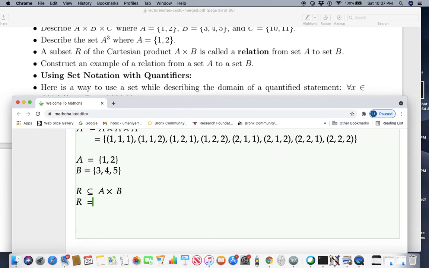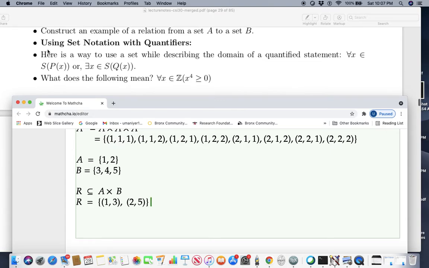All right. So R, we are just going to make up a few things, right? 1, 3. So the first entry should come from A, second entry should come from B, and it does. 2, 5. That's it. I don't feel like writing more. Well, that's a relation. Any subset of A cross B is called a relation from A to B.